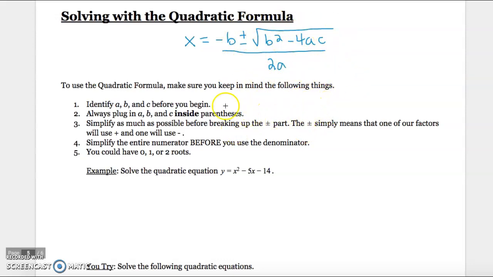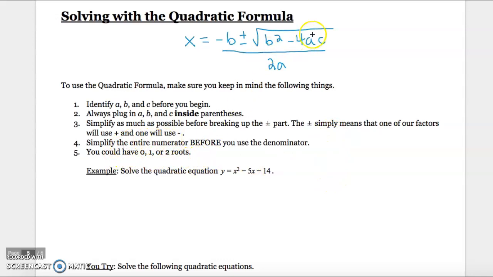Okay, so a couple things to keep in mind when you're using your quadratic formula. I always go through and identify what my a, b, and c values are before I begin. I plug in a, b, and c using parentheses. So anytime I plug in this b, I put parentheses around it. We simplify as much as possible before breaking up the plus minus part. This simply means that one of our factors will use addition and one will use subtraction, and that will give us 2 answers if there are 2 answers.